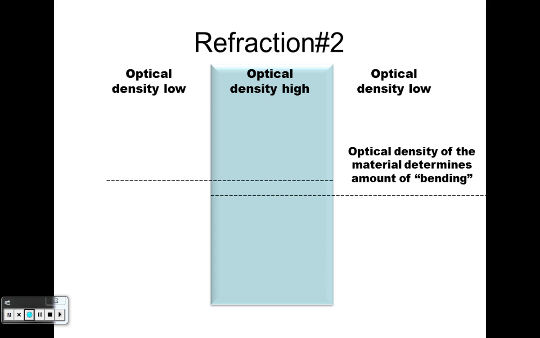I have it labeled on top. On the left here I have low optical density, right? And a high optical density in relationship to our low optical densities. So what's going to happen? Well, let's look at our light ray.